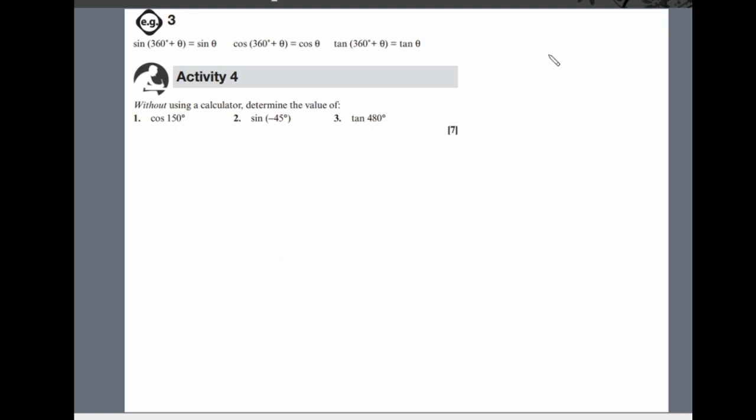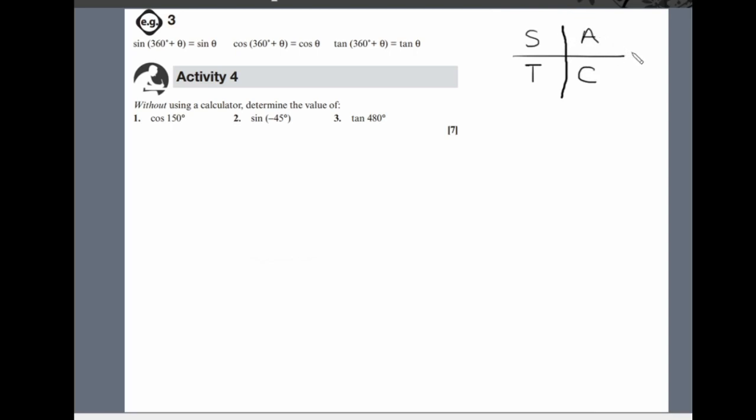So a CAST diagram is the one which will tell you in which quadrant each ratio is positive. So we know that in the first quadrant all the ratios are positive, and then in the second quadrant sine is positive, in the third quadrant tan is positive, and in the fourth quadrant cos is positive, right? So this is the CAST diagram, right?